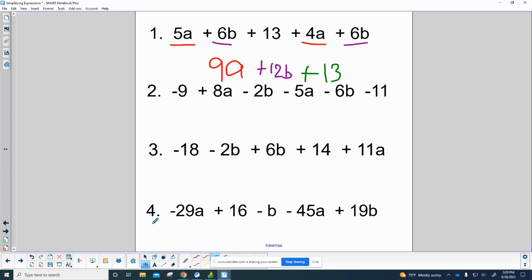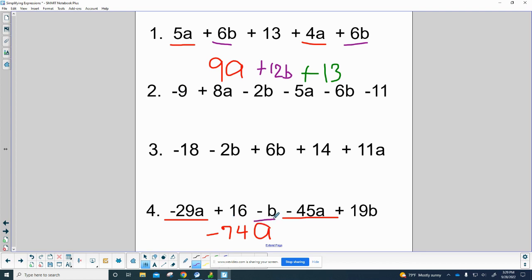Let's come down here and do number 4. Looks like the numbers are kind of big. So let's go back to our a terms, negative 29 and negative 45. So that's going to be 69, 70, 71, 72, 73, 74, negative 74a. Oftentimes I see students try to rattle these off in their head, but they're not understanding all of the rules that go along with it, and they end up missing it. So don't be afraid to use your calculator.